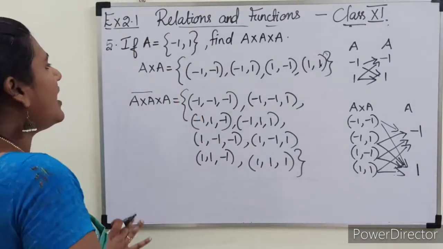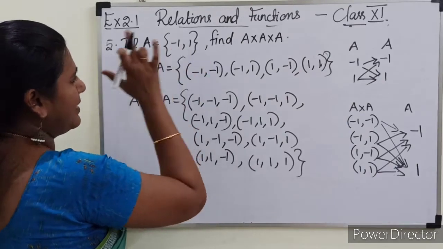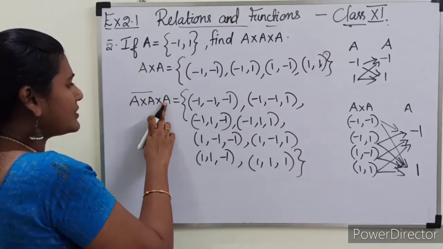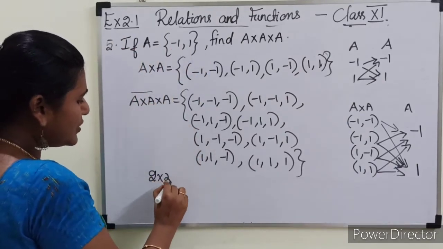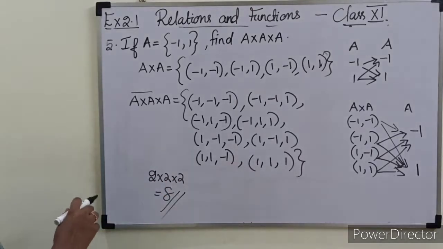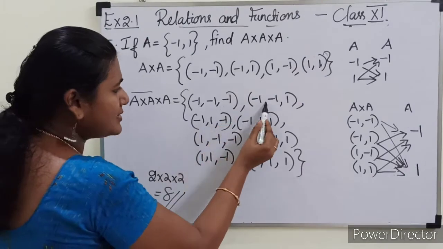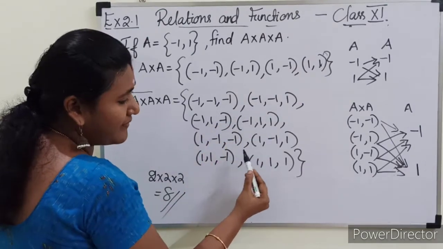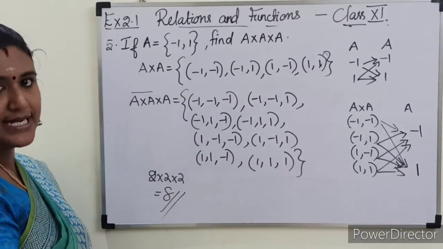You know that here A has 2 elements, so A cross A cross A will have 2 into 2 into 2, that is 8 elements in the product. We will check: 1, 2, 3, 4, 5, 6, 7, 8. So we got the 8 elements.